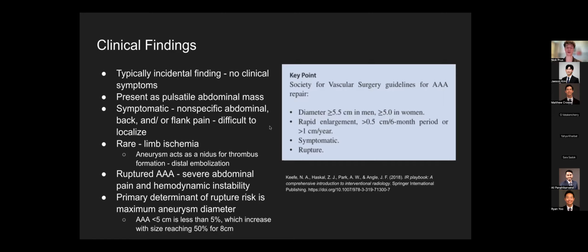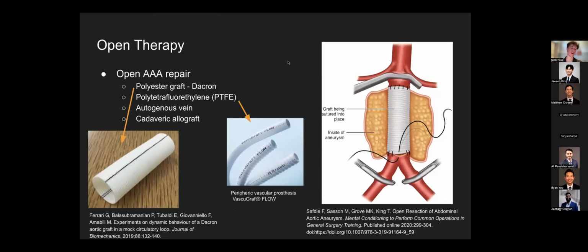A ruptured AAA, patients can present with severe abdominal pain, hemodynamic instability, and the primary determinant factor for rupture risk is the size of the aneurysm itself. So if a AAA is less than 5 centimeters in size, then there's a less than 5% chance of rupture, but this can increase to over a 50% chance of rupture if the aneurysm is 8 centimeters in size.